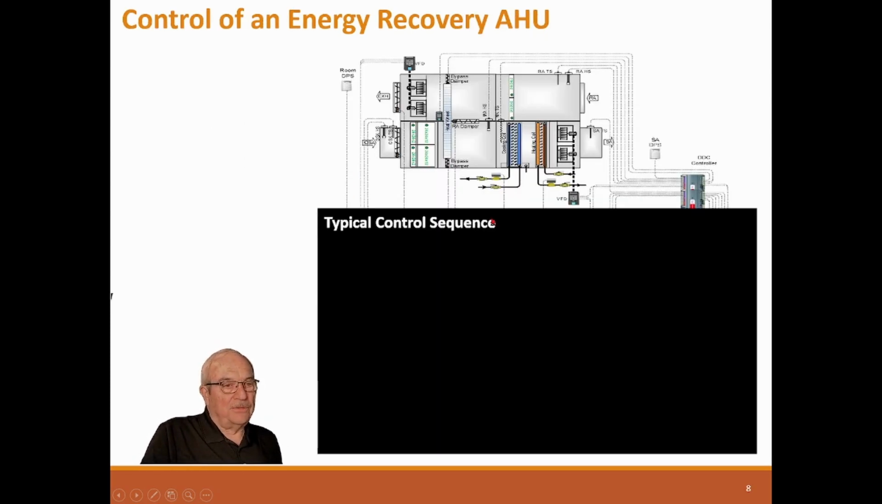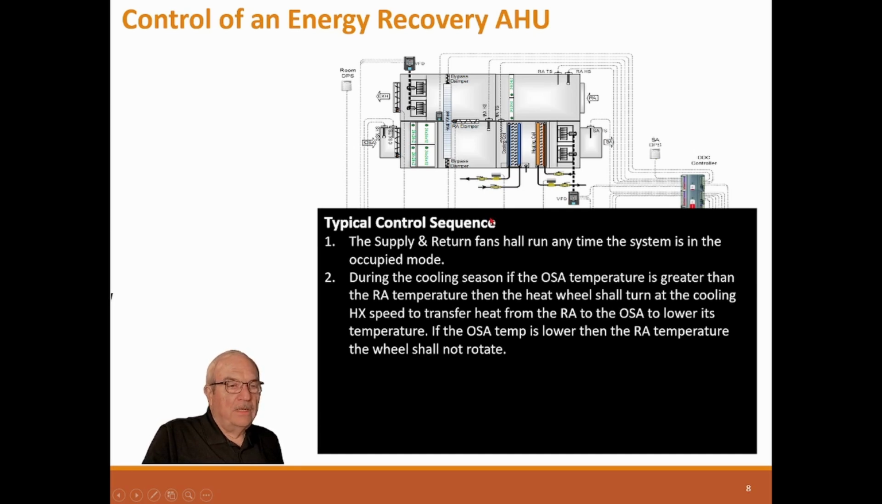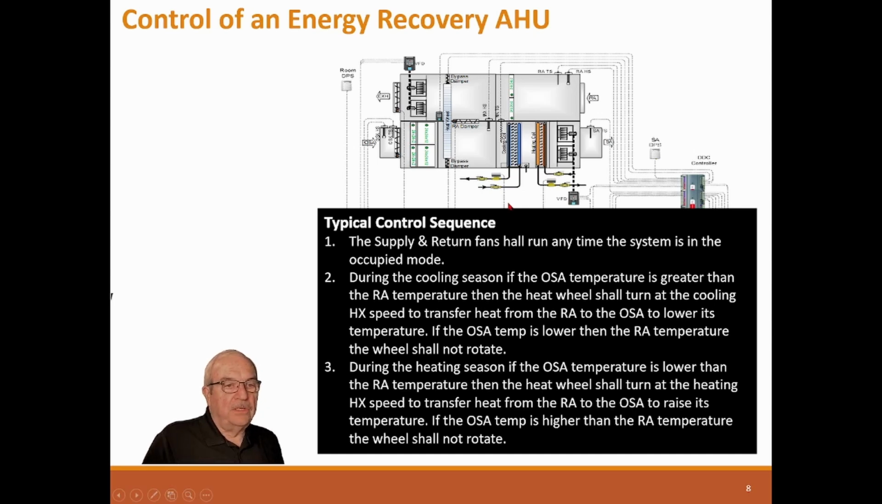So let's go through the controls. The supply air return fan should run anytime the system is in the occupied mode. During the cooling season, if the outside air temperature is greater than the return air temperature, then the heat wheel shall turn at the cooling speed to transfer heat from the return air to the outside air to lower its temperature. If the outside air temperature is lower than the return air temperature, the wheel will not turn. We don't want to do heat in the other direction. During the heating season, if the outside air temperature is lower than the return air temperature, then the heat wheel shall turn at the heating speed to transfer heat from the return air to the outside air to raise its temperature. If the outside air temperature is higher than the return air temperature, the wheel shall not rotate.